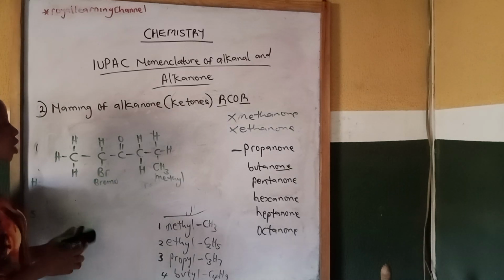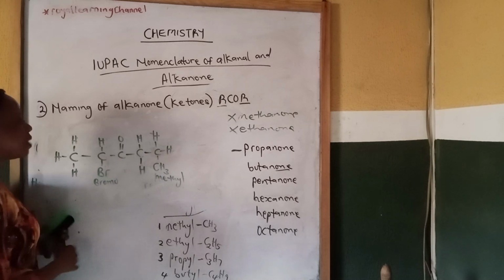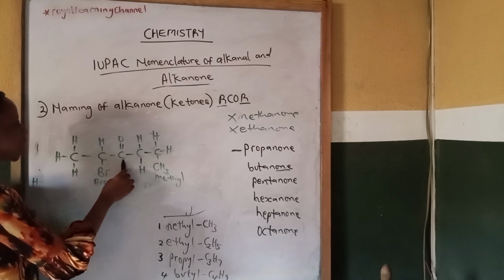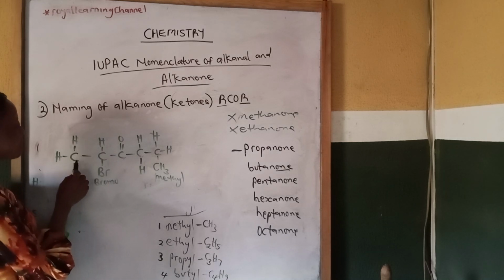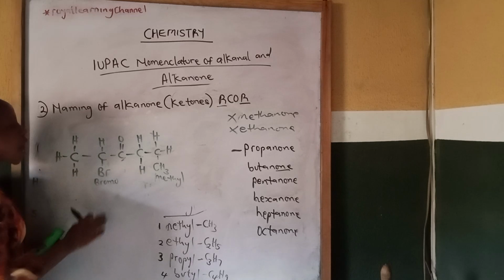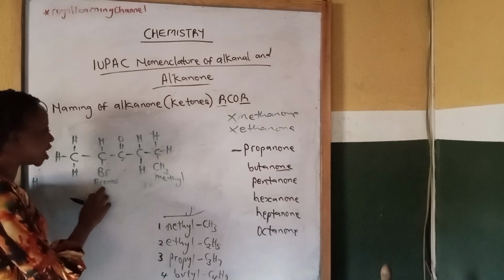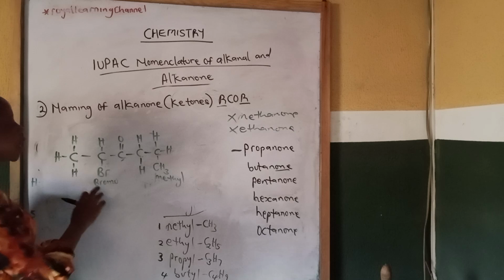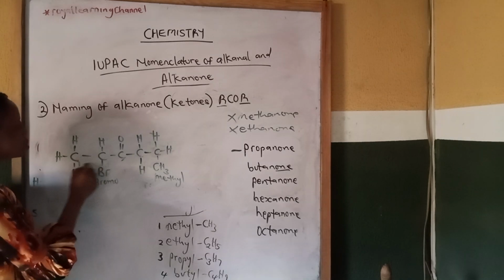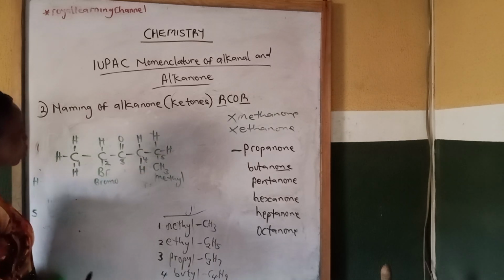Then we consider our functional group in naming. If I count from my right hand side, 1, 2, 3, my functional group will be on the third carbon atom. If I count from my left hand side, 1, 2, 3, my functional group will still be on the third carbon atom. But when you have a mixture of organic and inorganic substituents, you consider your inorganic before organic. So I'm going to consider the bromine in naming. 1, 2, 3, 4, 5.